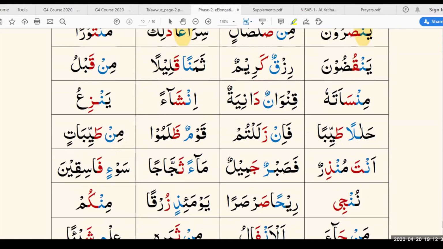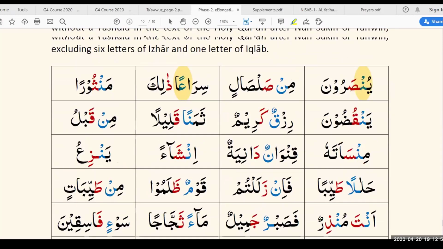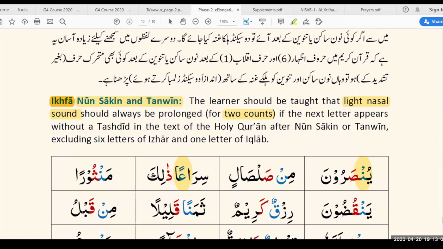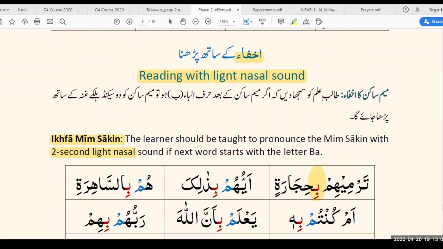It sounds more difficult than it actually is. There are 6 letters where you have to do izhar. There are 6 letters for idgham and 1 for iqlab. And then all the letters that are left over are basically the ones that you have to do ikhfa on. So you have to do the nasal sound for 2 seconds is what I actually mean. I think it all sounds a little bit more confusing than it actually is. Why don't we go ahead and practice this and see if I've made any sense.